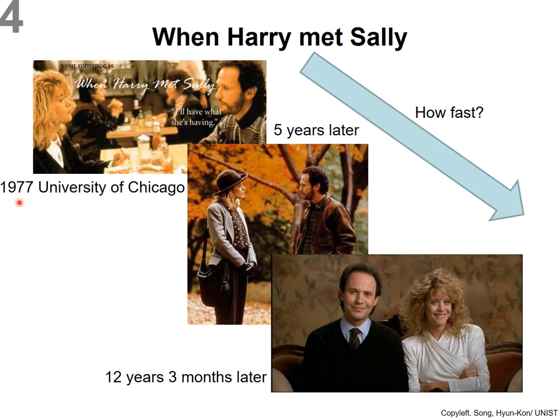At the very first meeting of Harry and Sally at the University of Chicago in 1977, Sally disliked Harry. So after the trip from the University of Chicago to New York City, they broke up. However, 5 years later, by chance, they met again, and then they became friends. 12 years, 3 months later, finally, they married.